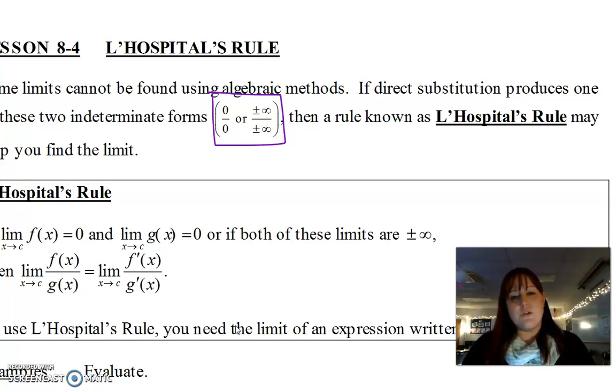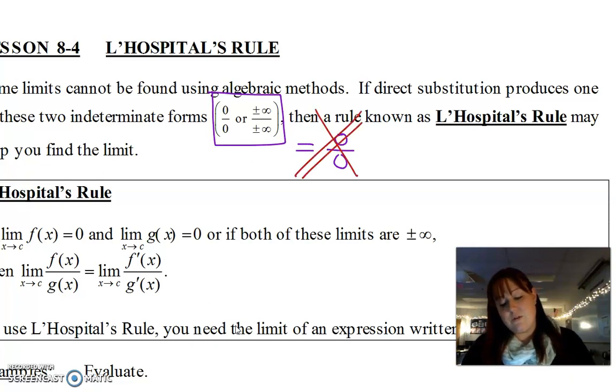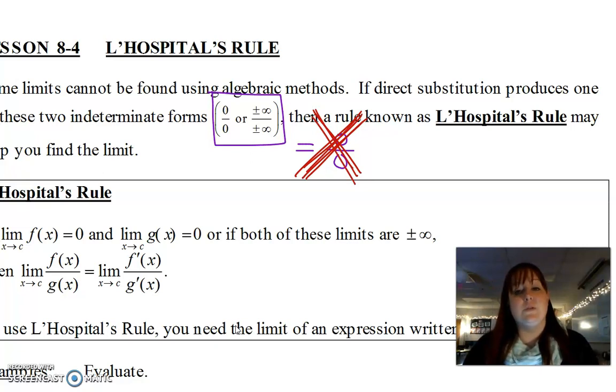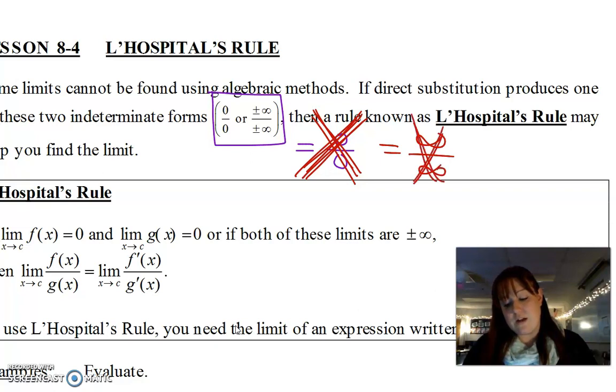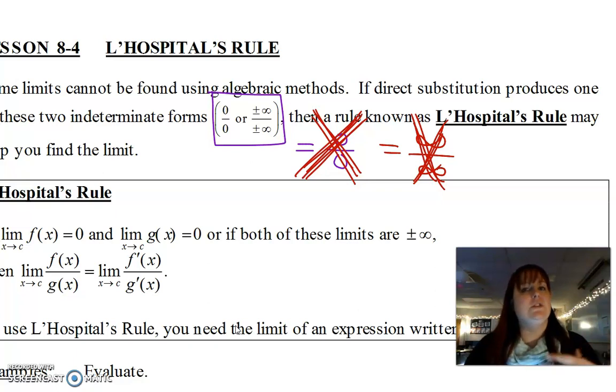Now, one thing that I want you to pay attention to is I never, ever want you to write on your paper equals 0 over 0, okay? Because the limit does not equal 0 over 0. It can't equal 0 over 0. That doesn't exist. So we are not going to write equals 0 over 0, or equals infinity over infinity. Those are never going to be written on your paper. You might think them in your brain, but you're not going to write them on your paper, because it's just not a notation that makes sense. 0 over 0 doesn't exist.